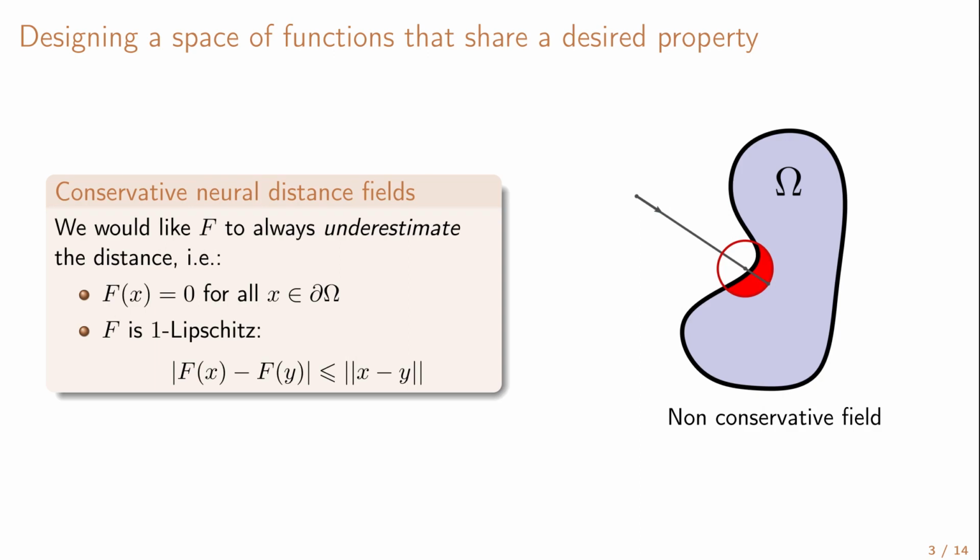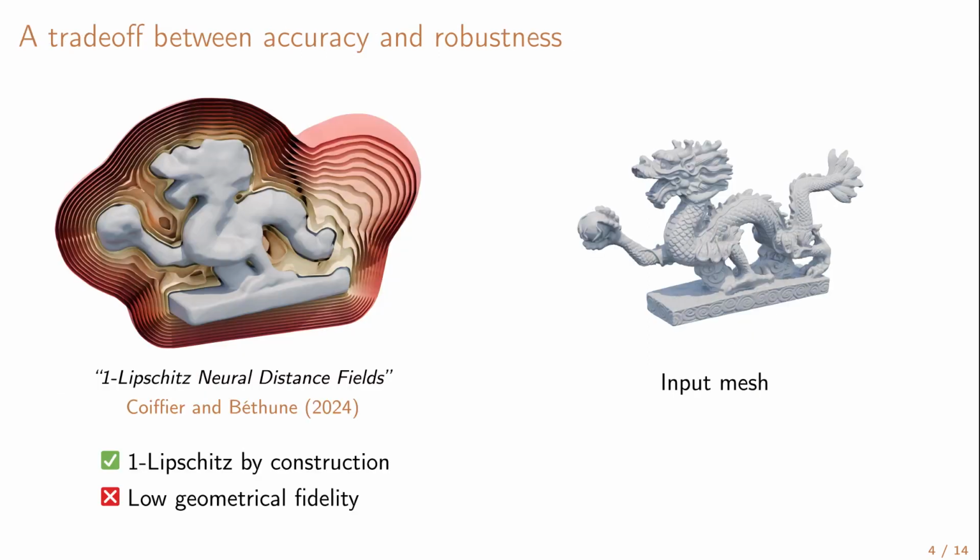As it turns out, computing conservative distance fields was already achieved two years ago by Louis Bethune and myself, and we managed that by working in a space of one-Lipschitz functions defined as neural networks. We were able to get very regularly spaced level sets and a very regular distance function for our objects, but this robustness came at the cost of geometrical accuracy, because we weren't able to recover the correct level set. We only had a very low-detail representation of it.